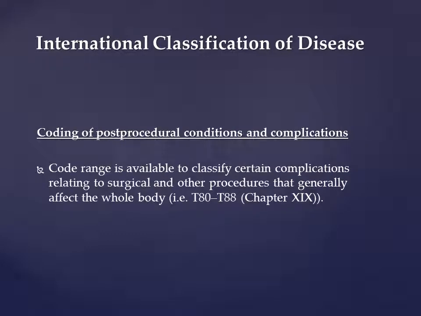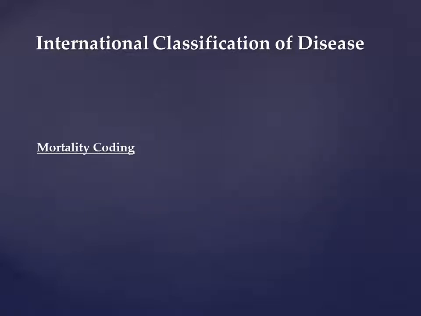Coding for post-procedural condition and complication. Specific code ranges are available to classify the complications after surgery or procedure. Usually, if it affects the whole body, we may refer to Chapter 19, like the range of T80 to T88. If there is a specific body system, the code ranges are usually found near the end of most body system chapters. The next one is mortality coding.